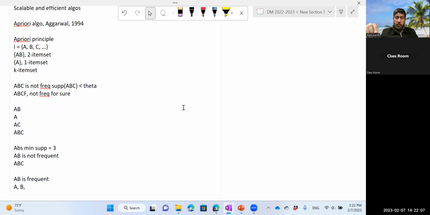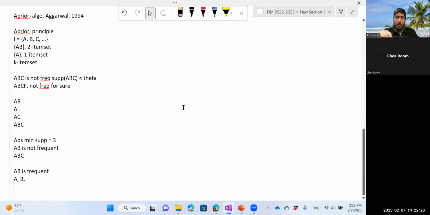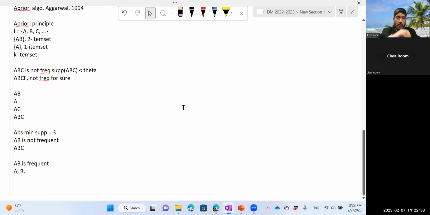So the a priori principle is, if an item set is not frequent, then its superset is not going to be frequent. And this form is also expressed as the downward closure property. I will shortly show why it is called downward closure, because in the item set lattice you can close the lattice. I'll come to that shortly. And the reverse is also valid, meaning that if an item set is frequent, then its subsets are also frequent. So this is the main principle on which this algorithm is based.